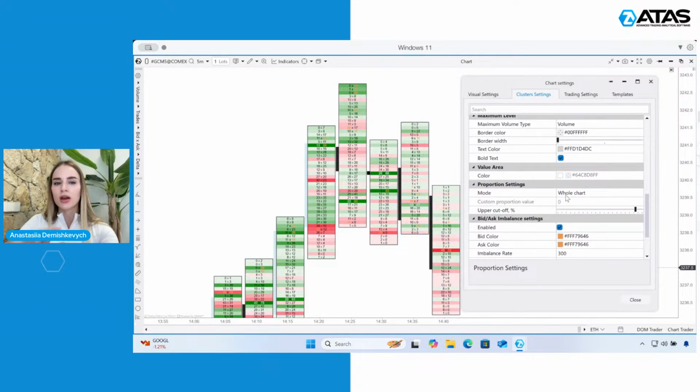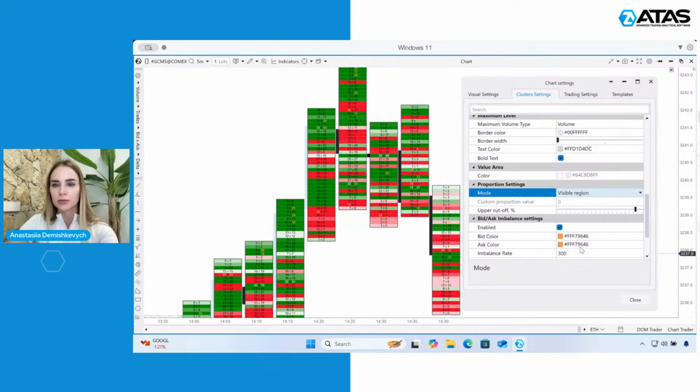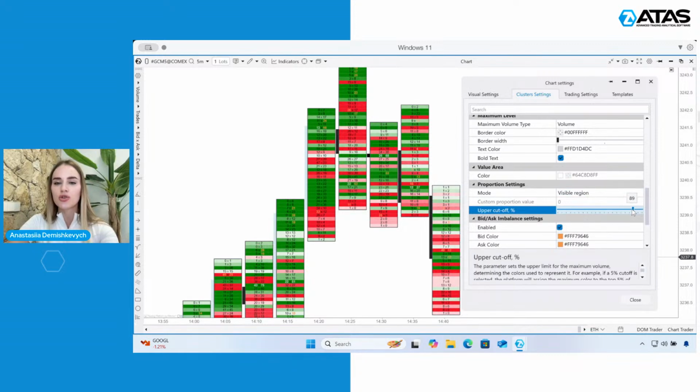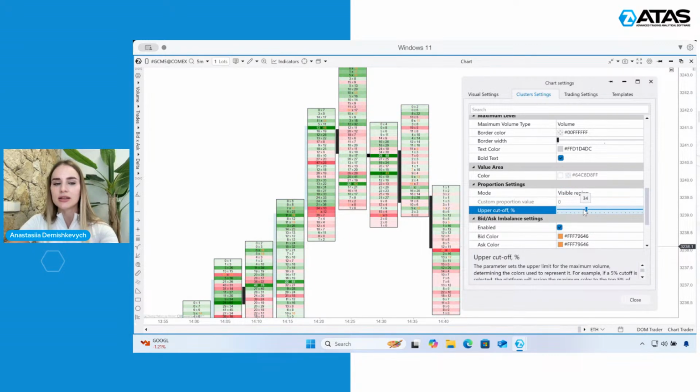For the purpose of today's session, I'm going to change the visible region, and we are going to drag the upper cutoff to the left side to be able to see only bright, important deltas. And I'm going to keep it at level 25 for the upper cutoff.